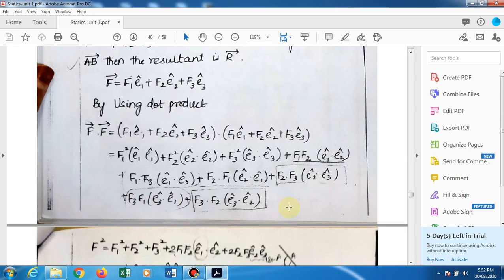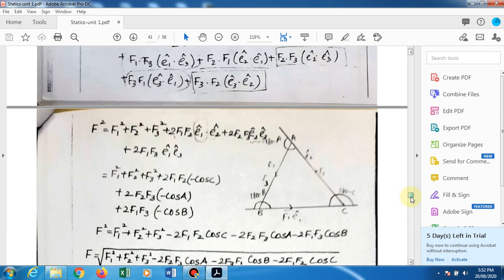Then F vector dot F vector is equal to F square. So F square is equal to F1 square. This one you will get. You see these steps and you will understand, there is no difficulty here, girls, just see these steps.